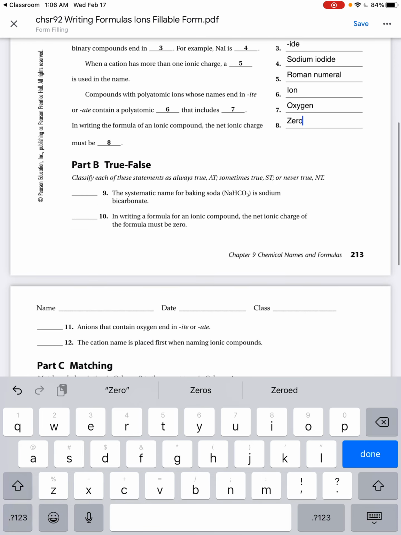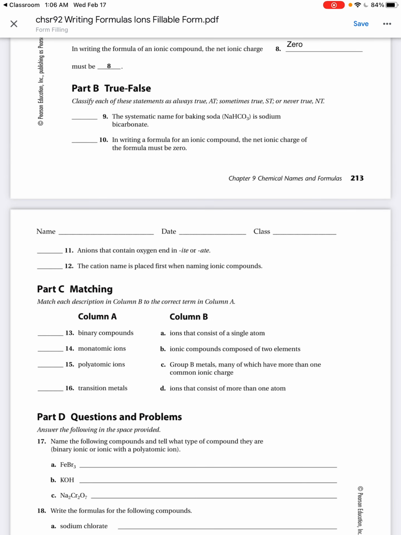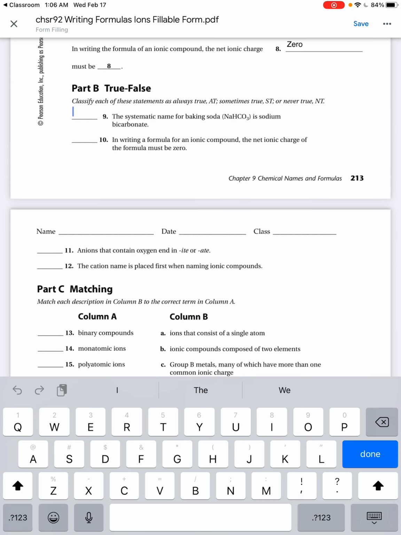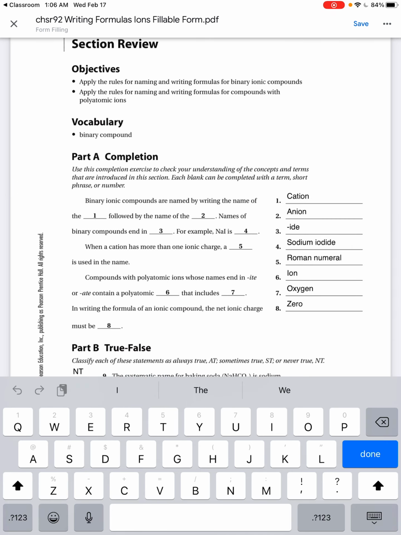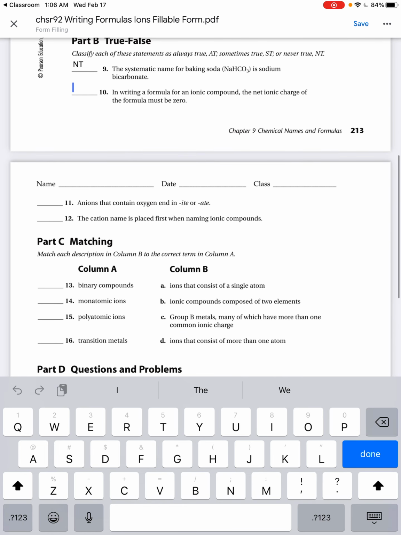Okay? Now, going through the true-false, the systematic name for baking soda is sodium hydrogen carbonate. That's the old trivial name or classic name, so that would be NT, never true. And then next is number 10. For writing a formula, the ionic charge must be zero. We just said that was always true.